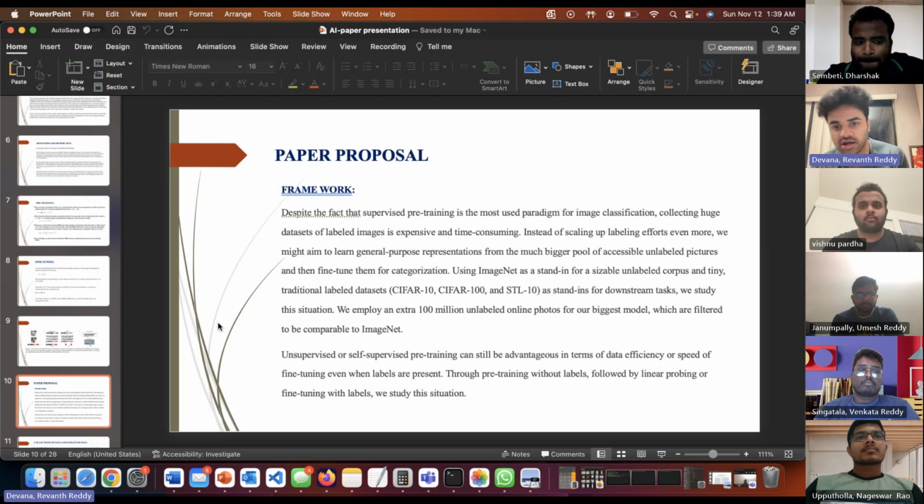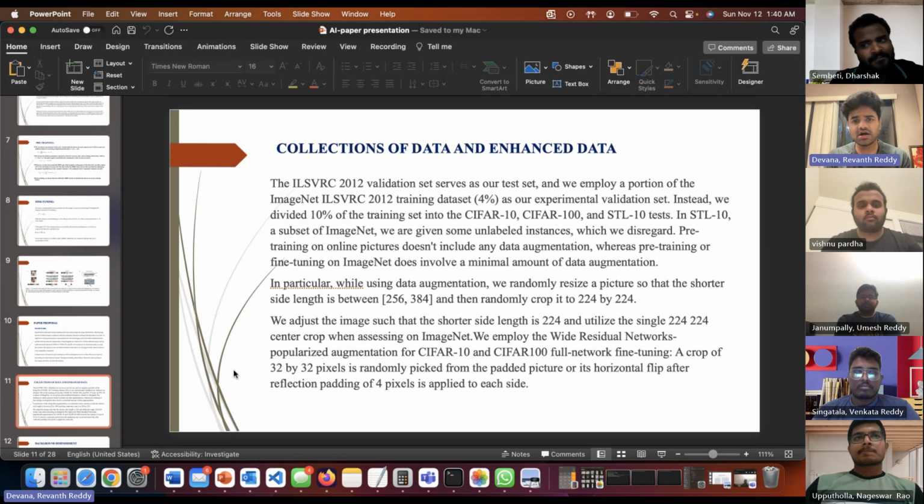We employ an extra 1,000 million unlabeled online photos for our biggest model, which are filtered to be comparable to ImageNet. Unsupervised and self-supervised pre-training can still be advantageous in terms of data efficiency or speed of fine-tuning even when labels are present. Through pre-training without labels followed by linear probing or fine-tuning with labels, we studied this situation. Collection of data and enhanced data.